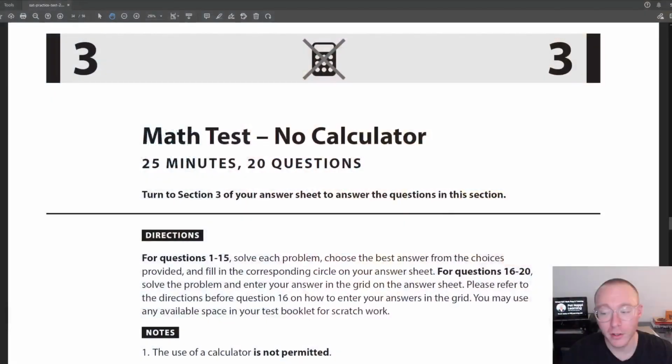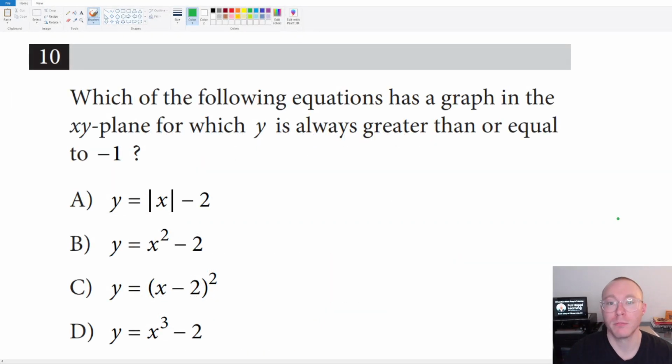And this question is going to be on the part 3. This is the no calculator section, and this does move slightly quicker than the part 4. And we're going to be looking at number 10. Here it is. Let's get started.